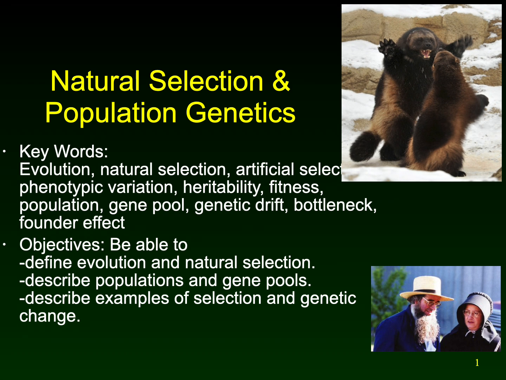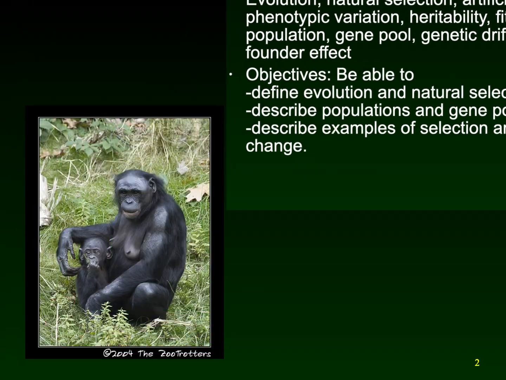And so here I got a picture of two wolverines. They have a really small population size, so they're experiencing genetic effects. And then two Amish people below, also small gene pool, so fast evolutionary change, fast genetic change.